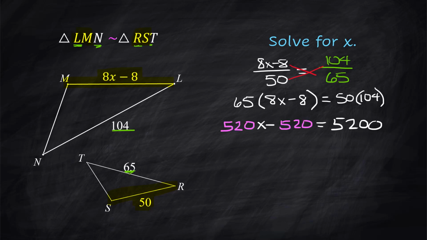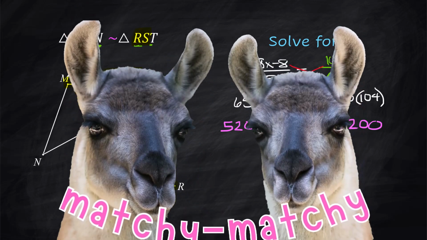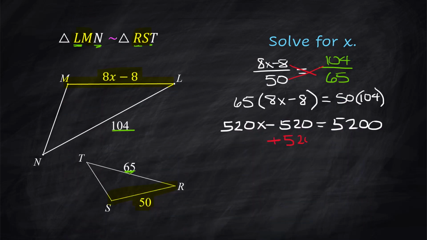What? How did I do that? Okay. All the numbers are so matchy-matchy. It won't stay that way because we're about to add 520 to both sides.